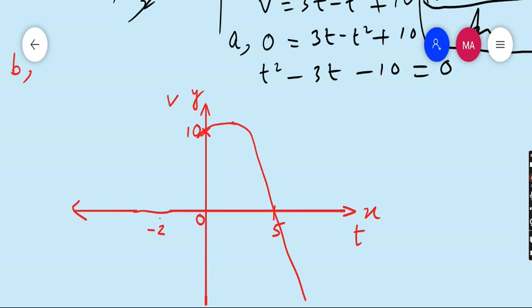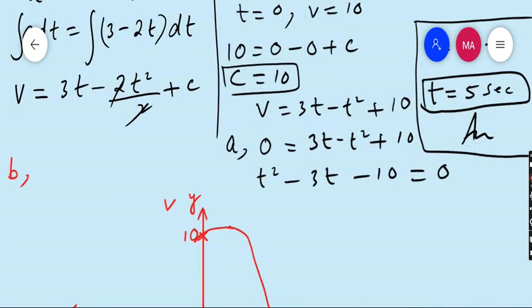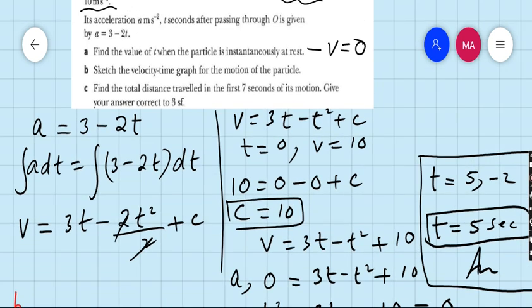So hope you understand. Now move to part C. Find the total distance traveled in the first 7 seconds of its motion.